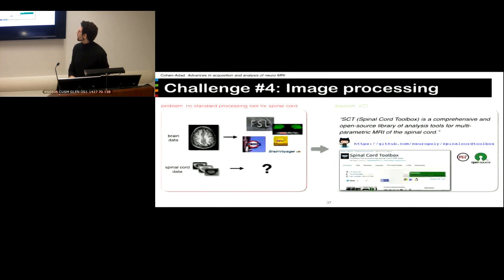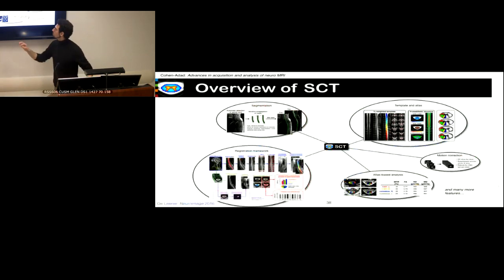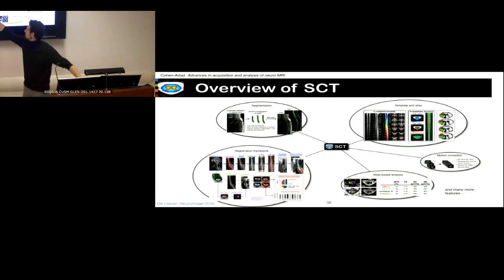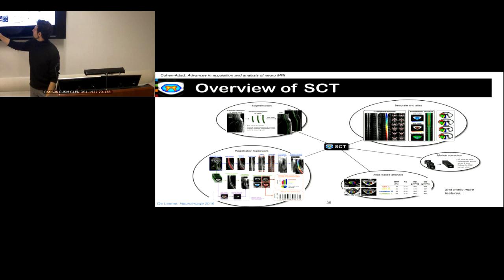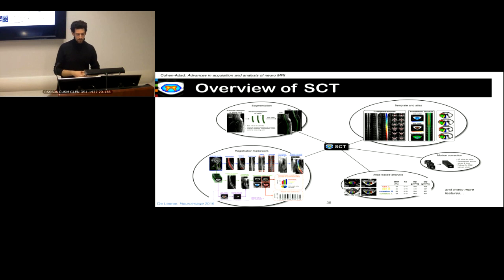So in the lab, we have initiated the Spinal Cord Toolbox, which is a comprehensive and open source library of analysis tools for multi-parametric MRI of the spinal cord. And it has a couple of tools, including segmentation of the spinal cord, a template, because you've probably heard about the MRI brain template. There was no equivalent of the MRI spinal cord template until recently, and also processing tools to basically register non-linearly subjects together or to the template.